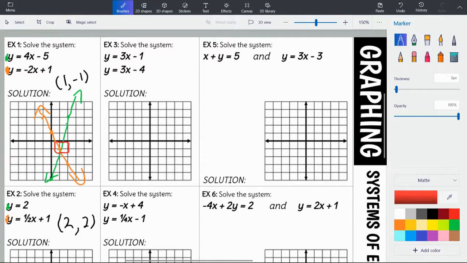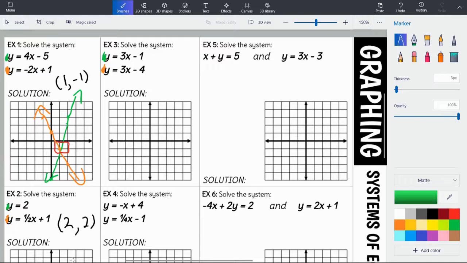Example 3. 3x minus 1 and 3x minus 4. Think about what you notice about those two equations real quick. The slope for these is the same. Pause the video and think about what that's going to do to the solution for the system. Where are they going to intersect? All right, let's figure it out.